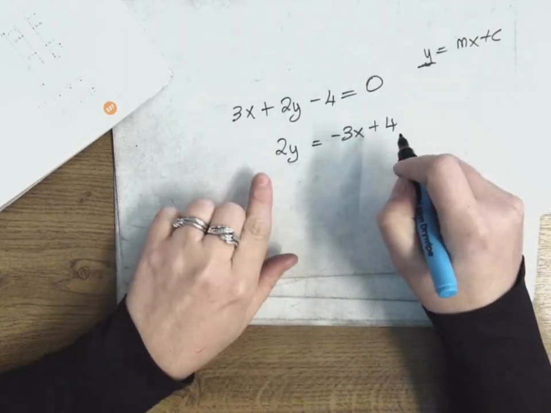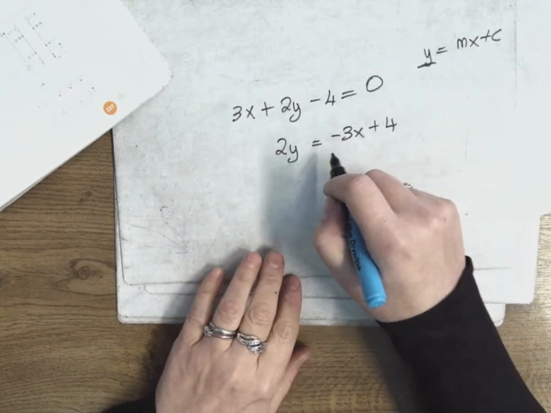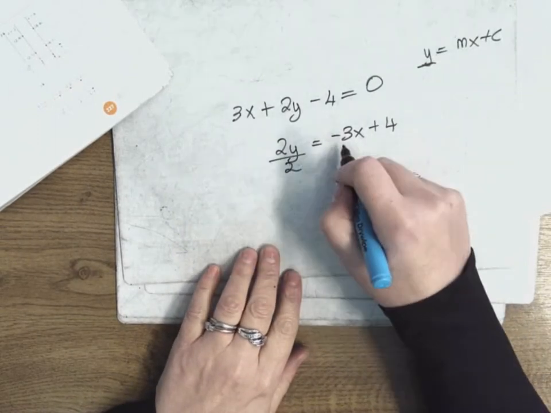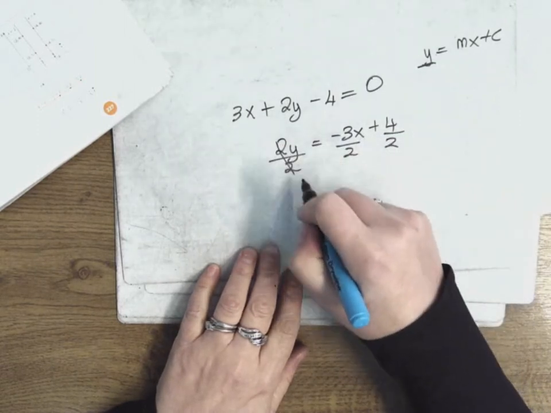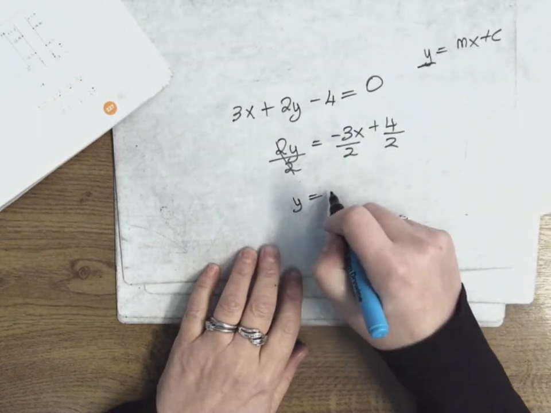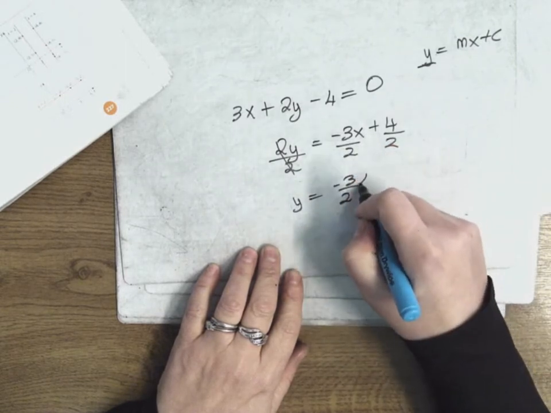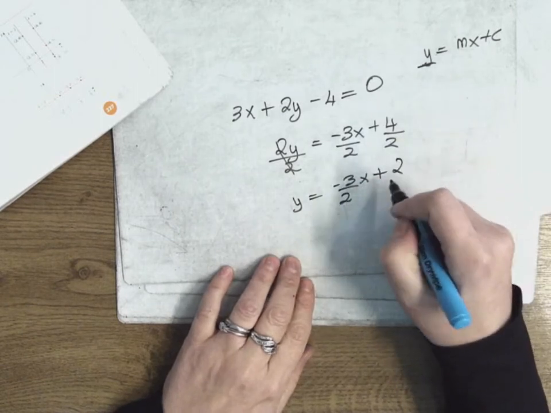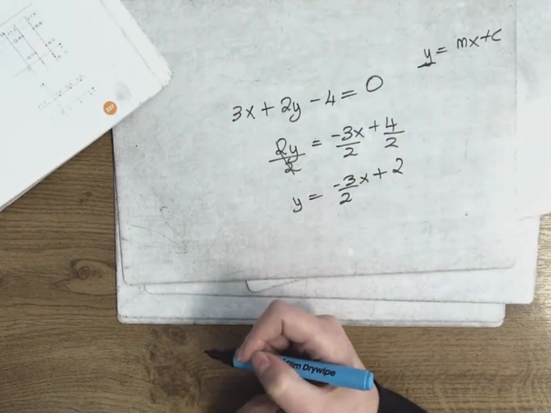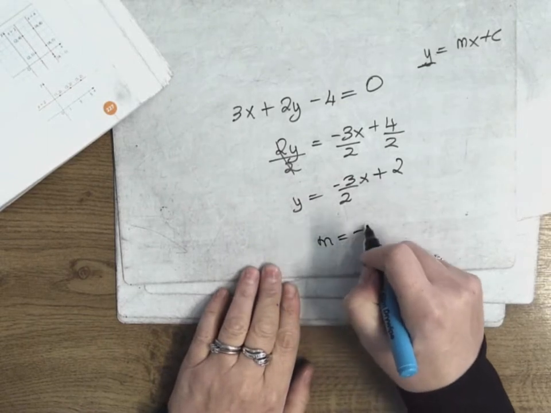Now I don't need 2y, I need y on its own. So what will I do? Divide everything by 2. So divide this by 2, divide this by 2, divide this by 2. They cancel and you'll get y is equal to minus 3 over 2, I'm just taking the fraction out in front with the x, and 4 over 2 is 2. What's the slope of that line now? It's the number in front of x, which is minus 3 over 2.